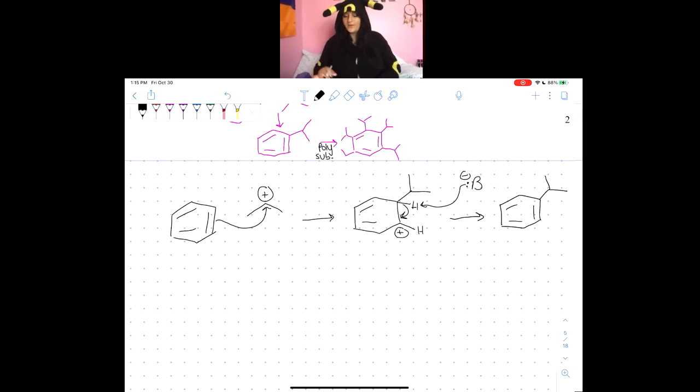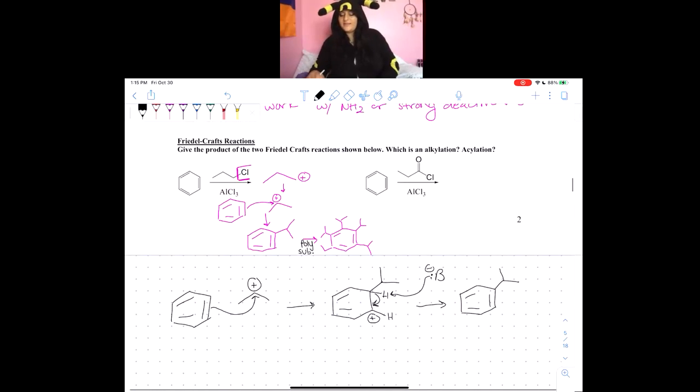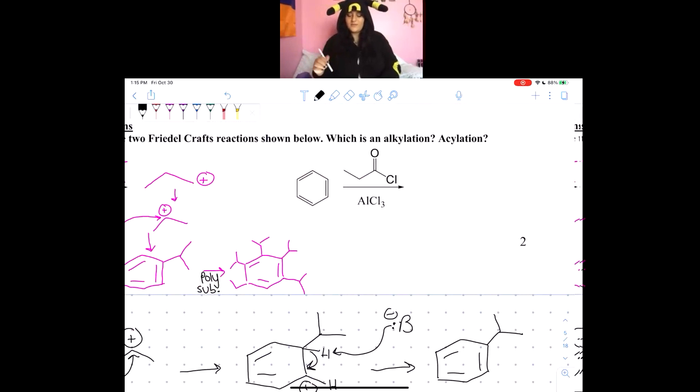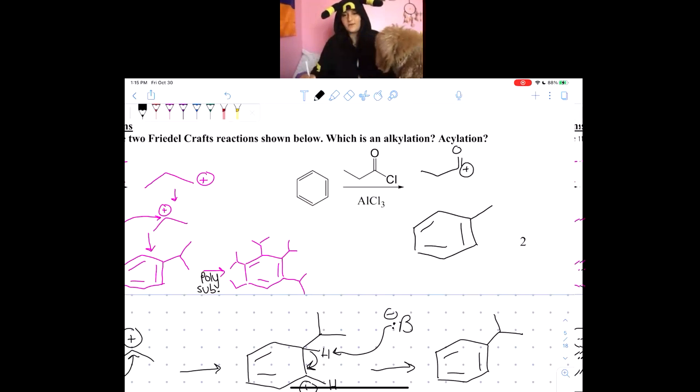Yes, okay, cool. So for the acylation, it's pretty much the same. The only difference is you can't have any rearrangements because the positive charge is going to be here for the electrophile. And then all we're going to end up doing is adding a bond to where the positive was, and then adding the rest of the group.